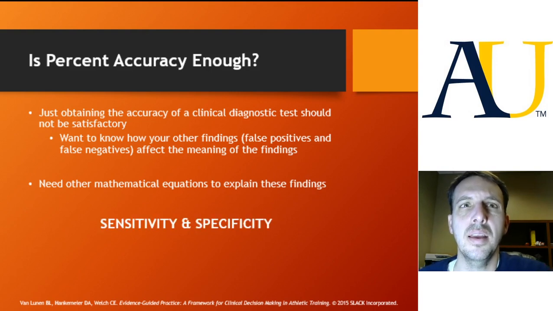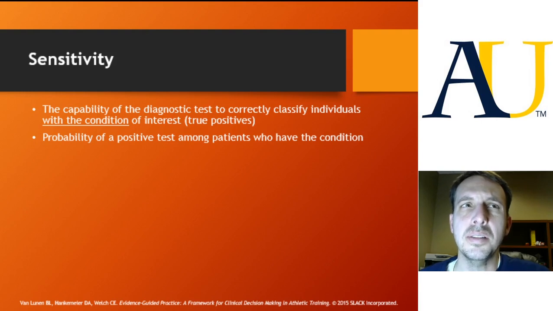So we need to get into that a little bit more in depth and start to use some more mathematical equations to evaluate these findings for true clinical usefulness. And that's where sensitivity and specificity start to begin. So sensitivity now is the capability of the diagnostic test to correctly classify individuals with the condition. Basically the idea of true positives. So it's the probability of somebody with that condition of having a positive test.